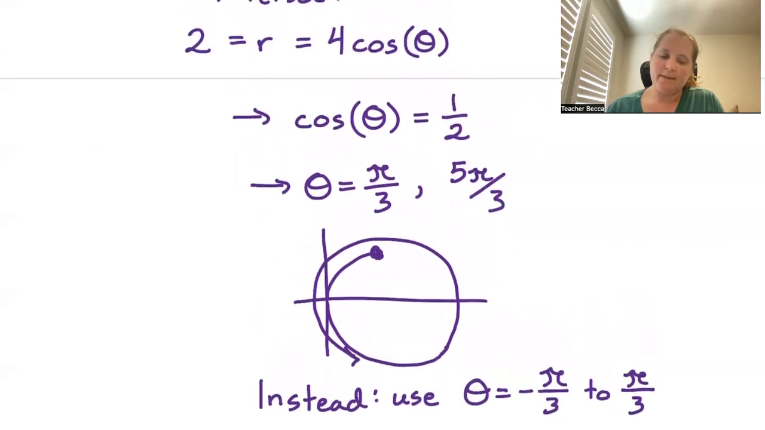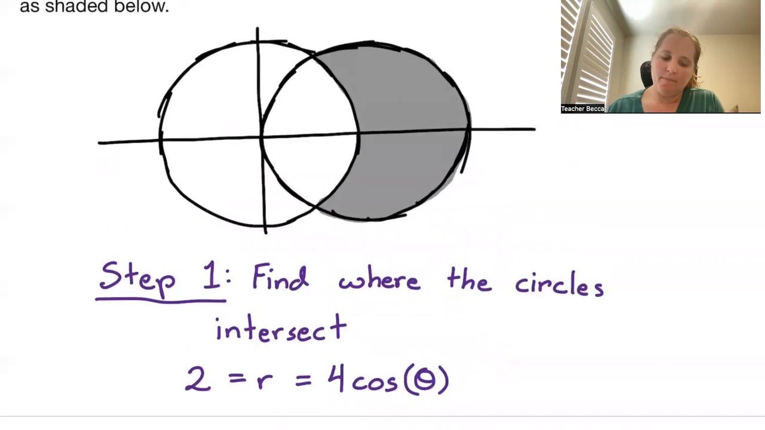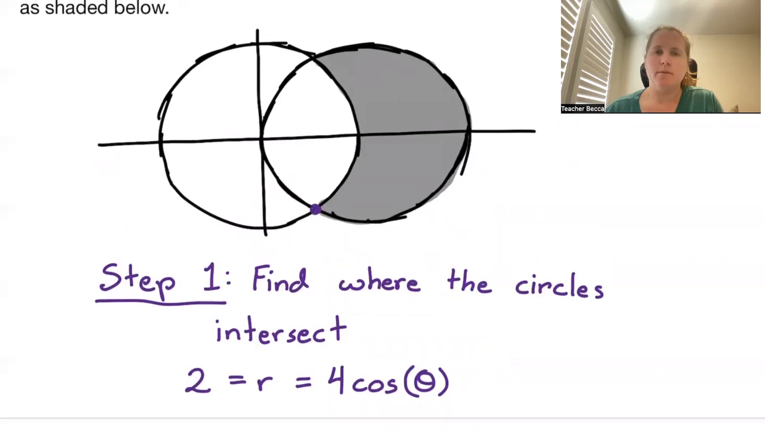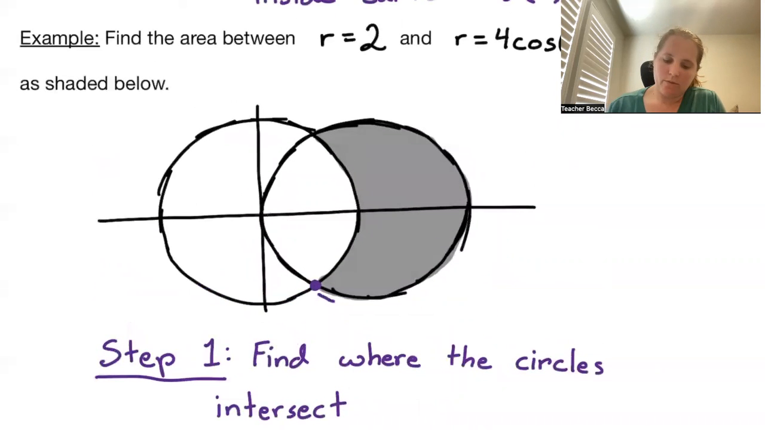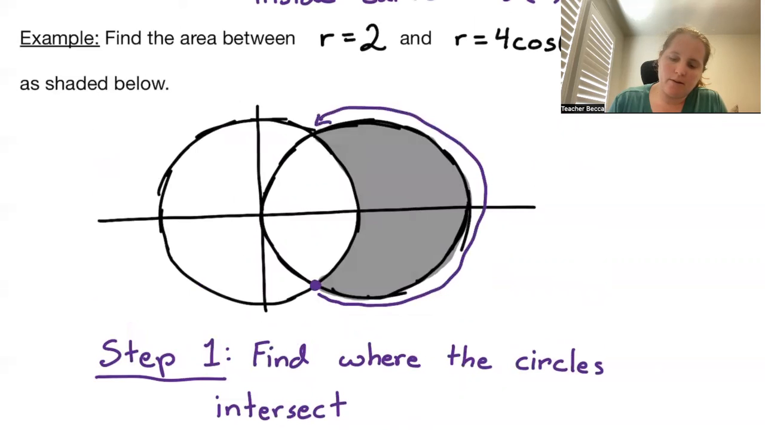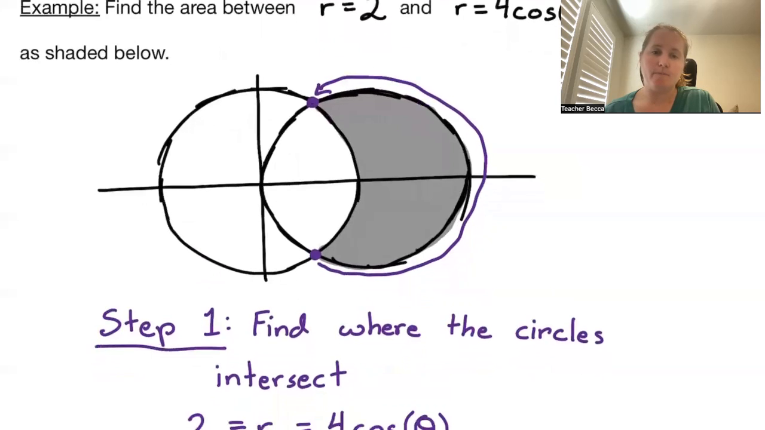So in this case, when theta equals negative pi over 3, we are indeed at the bottom intersection point. And then we'll sweep our way around to the top. So we want to sweep counterclockwise. That's the way that we go around when we go around the unit circle. And so in this case, we would want to go from the bottom point to the top. And negative pi over 3 to pi over 3 does indeed do that for us.